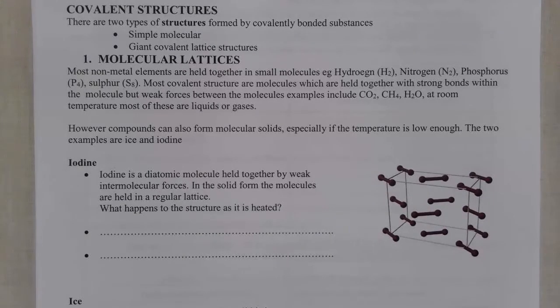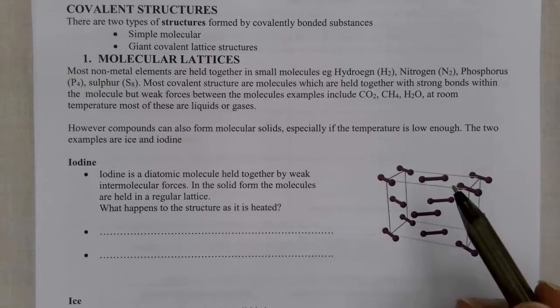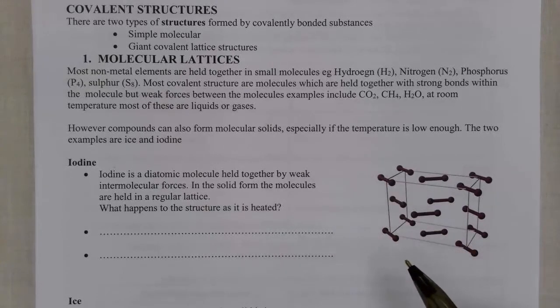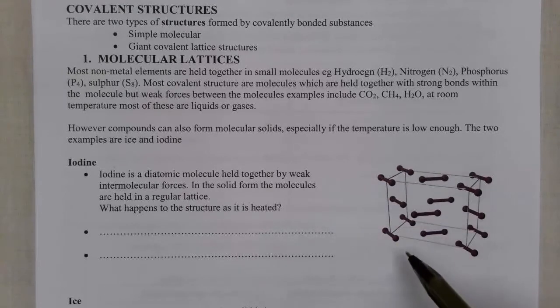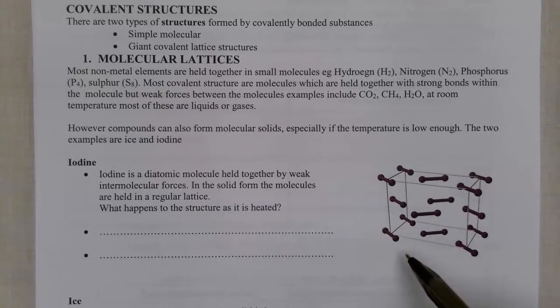So first of all, molecular lattices. These are lattices which are held together by weak intermolecular forces. For example, iodine here. Iodine is a diatomic molecule, I2. In the solid state, it's held together by these weak intermolecular forces between the molecules. Now, because iodine is quite a large molecule with a large number of electrons, the actual intermolecular forces are stronger than normal.